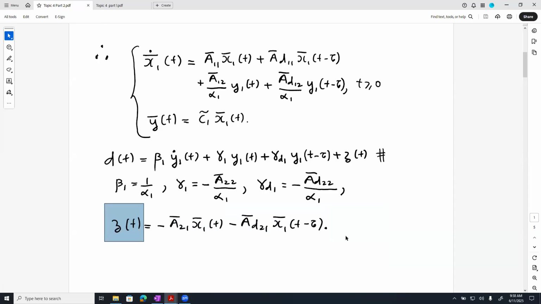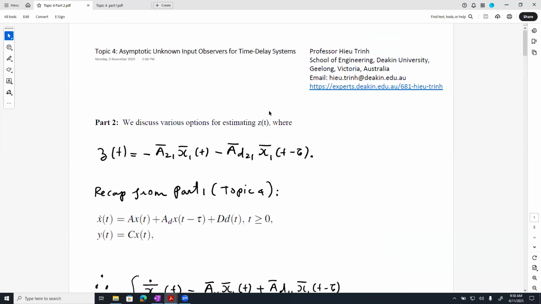And so if we want to asymptotically estimate this unknown input, then we need to realize the estimation of this generalized functional. And so in this presentation, that's what we're going to do. We look at what are the options available for estimating this generalized functional.